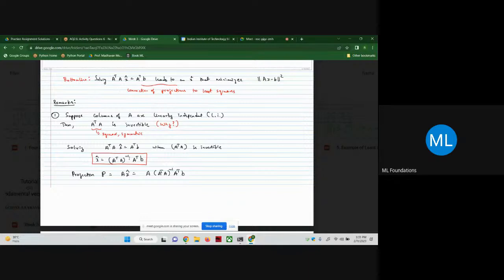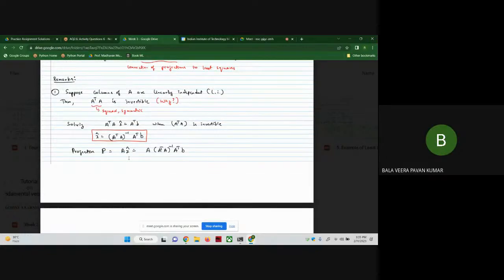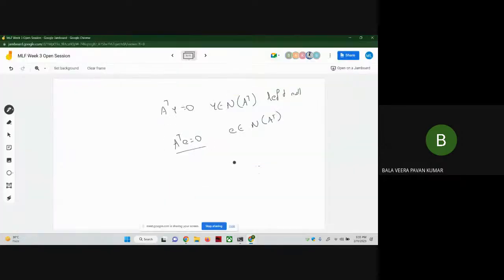Sir, this linear independence, how do we check it? Is it like C1 V1 plus C2 V2 that we saw previously, or is it regarding the rank of the matrix being equal to the number of columns? Yes, the rank of A is equal to the number of columns.